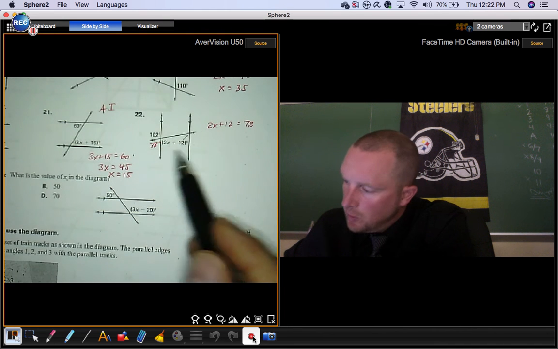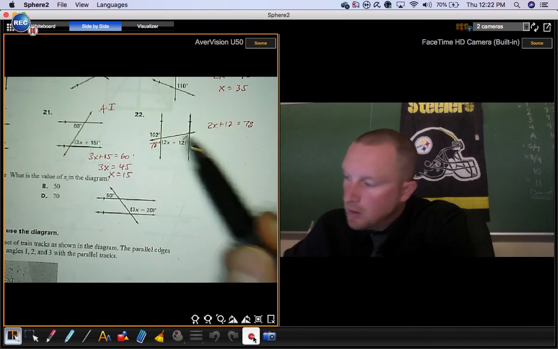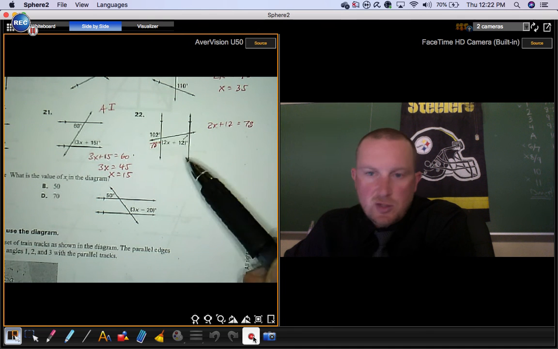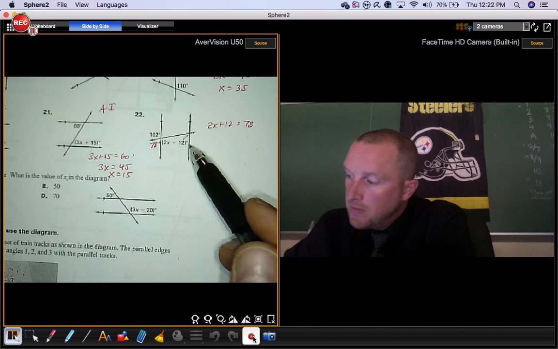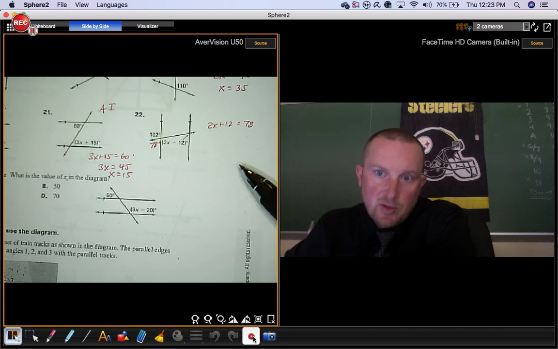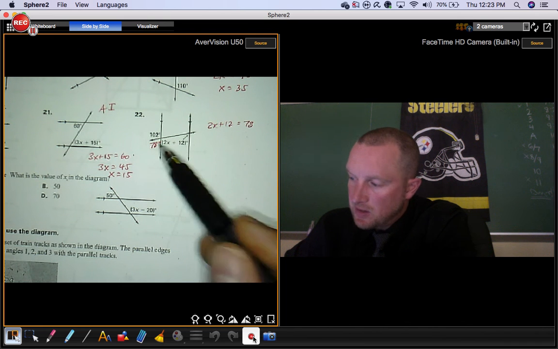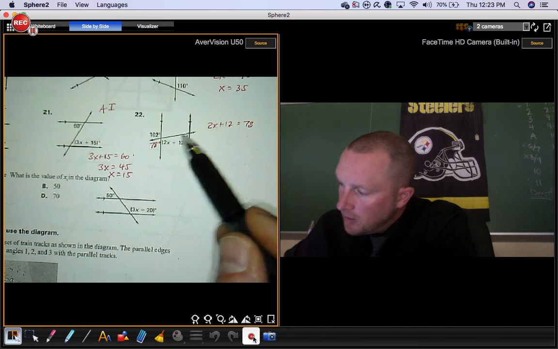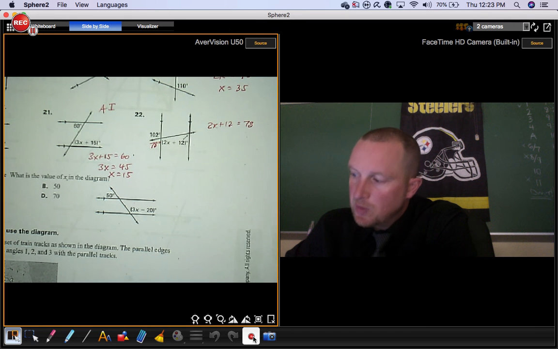Now, if you didn't do it this way, it's okay. When you have parallel lines and a transversal, and one angle is 102 degrees, then all of the other obtuse angles are going to be 102 degrees. All of the acute angles would then be the supplement of that. This is an acute angle, so you know it's 78 degrees.